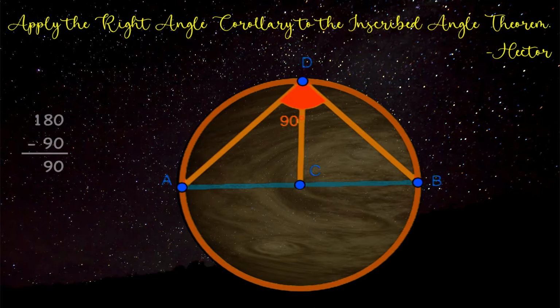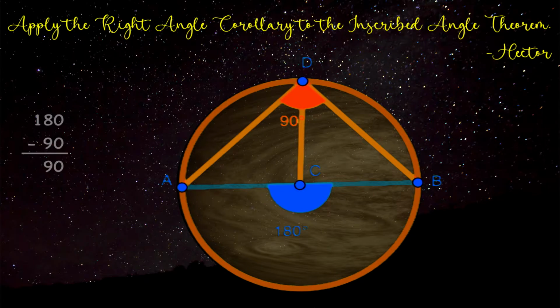And you're like, right, but that's not the inscribed angle theorem. And that's true, but note that since AB is a diameter, it's a straight line, so angle ACB would measure 180 degrees. And 90 degrees is half of 180 degrees. So in this special case, the inscribed angle theorem holds.